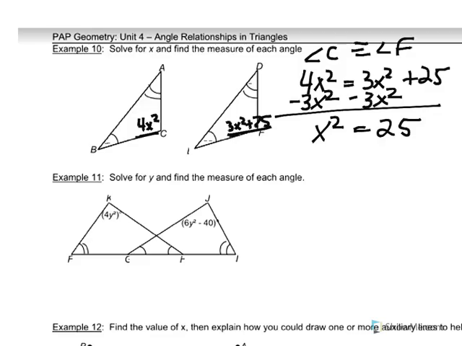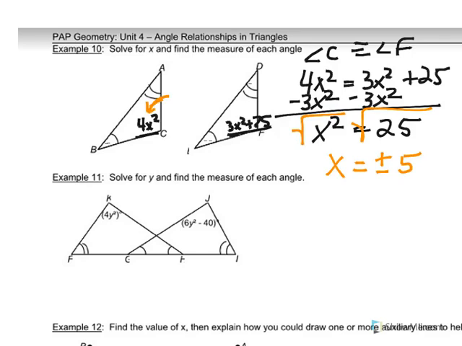Now what do we do from here to solve for x? We're going to take the square root on both sides. And so x is going to equal plus or minus 5, because negative 5 squared gives me 25 and positive 5 squared gives me 25. So we could put either, remember we're solving for f, not x, not for the actual angle.